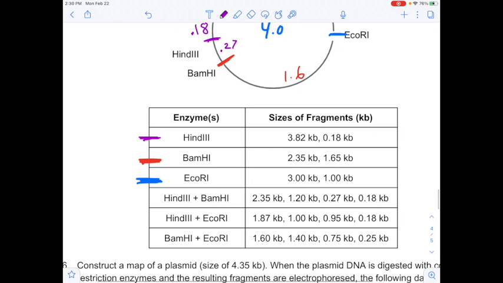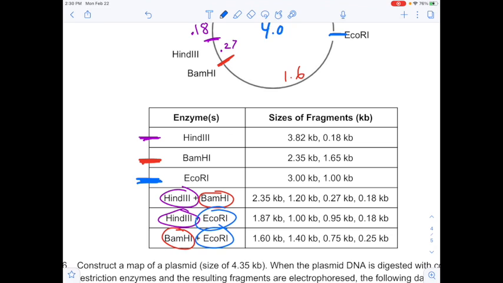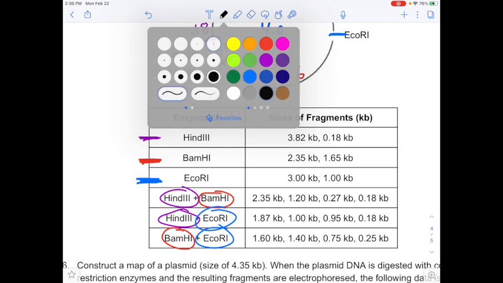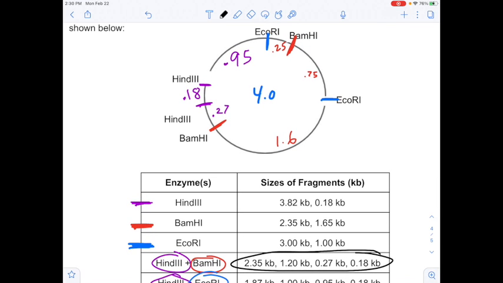And then you can just double check your work and say, okay, remember these are color coded here. Those are the purple ones. Those are the red. And those are the blue. So you can kind of look and say, okay, what if I just did the purple and the red cuts, right? And then I would have these fragments. And is that right? If I just did the purple and the red, would I have a 2.35, 1.2, 0.27, and 0.18? So let's look. Just the purple and the red, ignoring the blues.